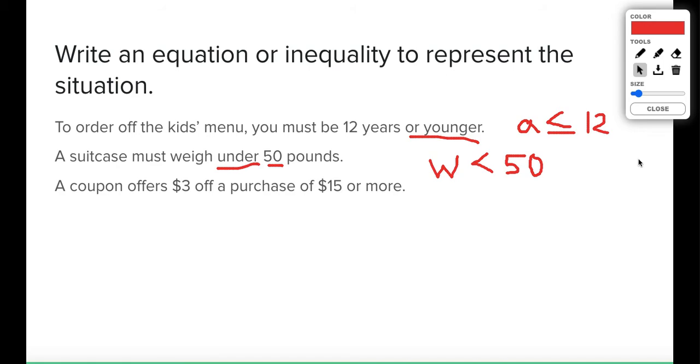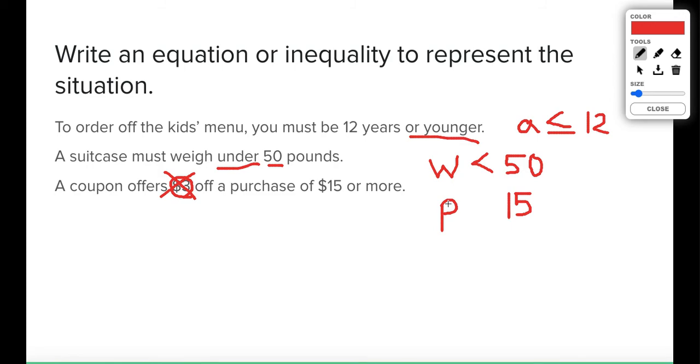A coupon offers $3 off a purchase of $15 or more. We don't know how much somebody is spending. Here's the amount, their purchase price. But we do know if their purchase hits the $15 mark, they save with a coupon. Now this one can be a little bit confusing because we see this $3 and we feel like we need to include it somewhere, but we're actually not going to include that $3 off. We're only going to focus on if the purchase price is qualifying for that coupon.